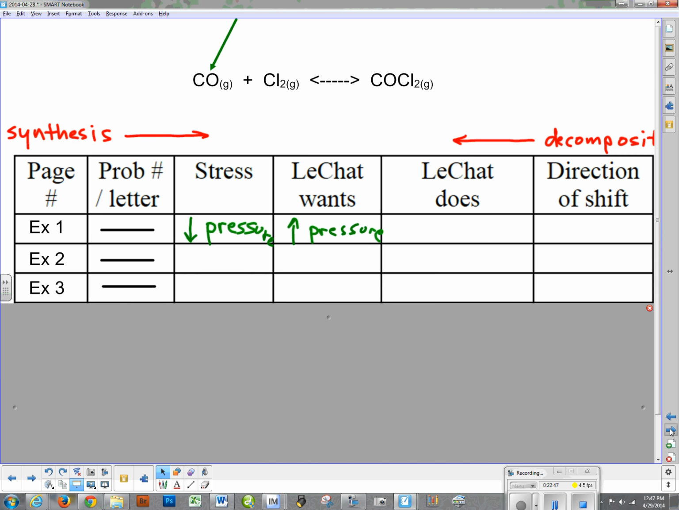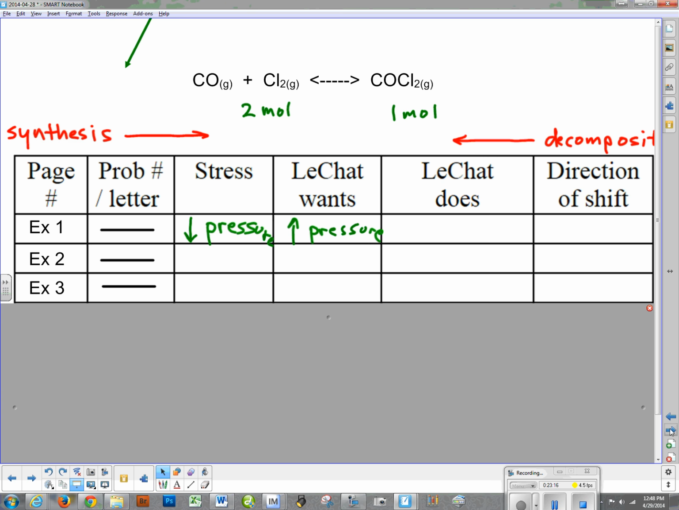Okay, we have 1 on the CO. There's no number there, so we call that a 1. There's no number here, so we call that a 1. And the total of the coefficients on this side, which is giving us the relative number of moles, is going to be 2. And the total of the moles on this side would be 1. So 2 moles versus 1 mole.